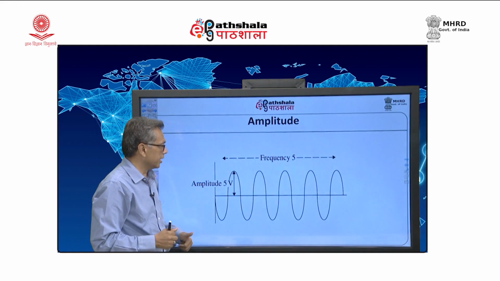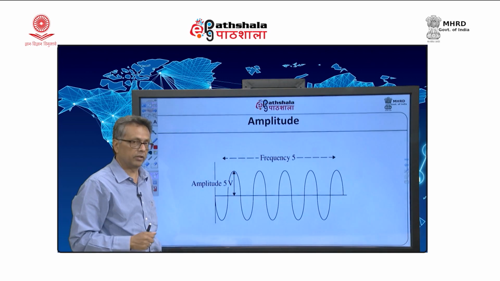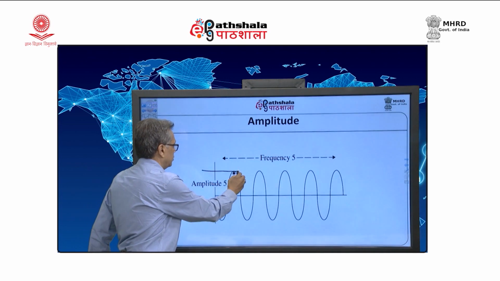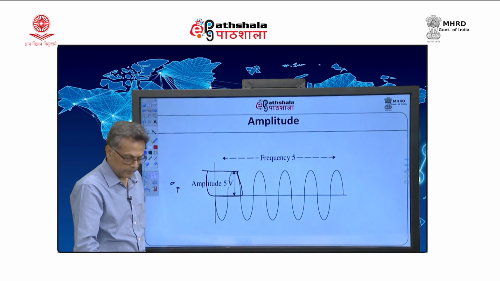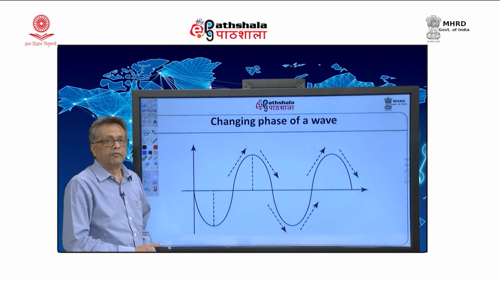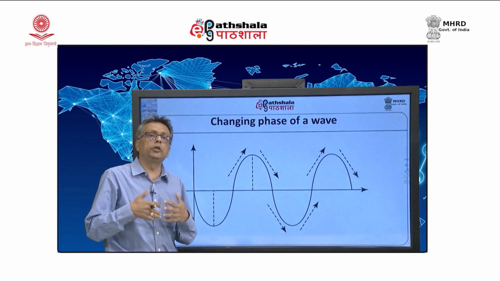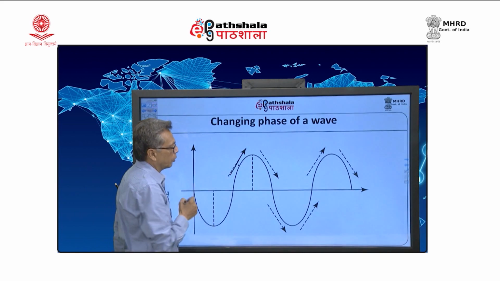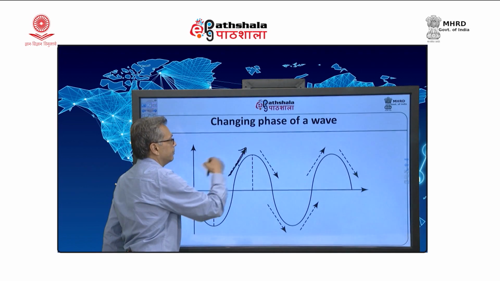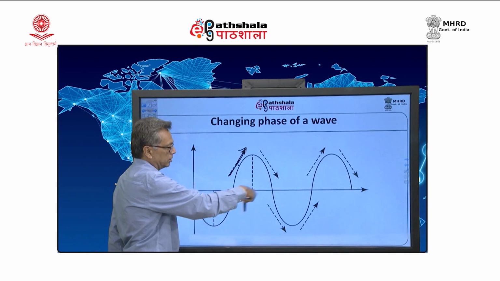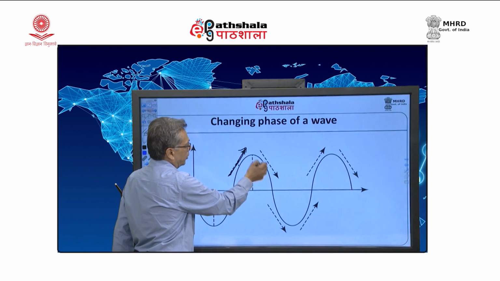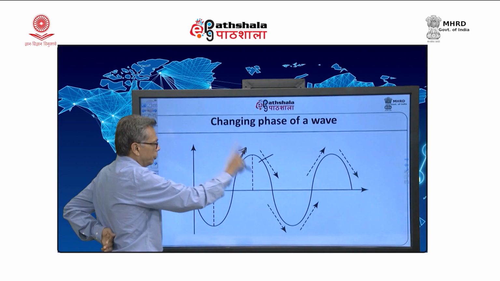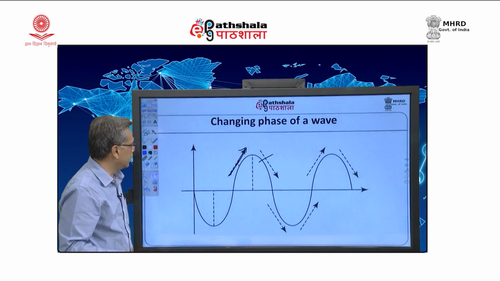Amplitude we have already looked at. Amplitude is the height of the wave. 5 volt means this is the distance. So, that is amplitude. And the wave changes its phase continuously. Please understand that at this point of time, the angle that it creates with the line of propagation is this. At this point of time, it is this. So it continuously changes its phase or angle.